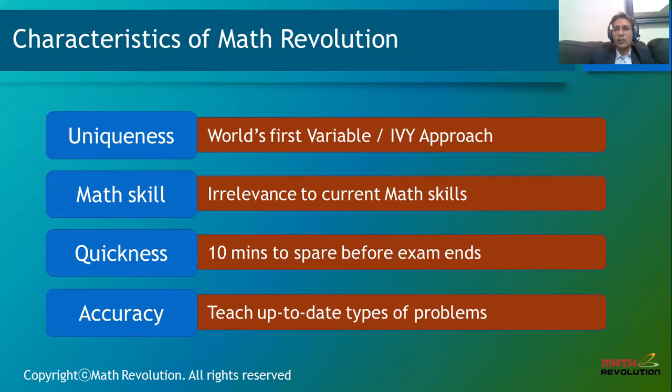These are the major key areas, you could say the major pillars on which Math Revolution stands. Uniqueness, because it's the world's first approach, be it the variable or the IV approach. It's irrelevant whether a person is from a math background or a non-math background. These approaches are easy to understand, easy to apply, easy to learn. Quickness: if you master it along with the traps and some exceptions, you would definitely do well in your exam, and you will still have at least 10 minutes left, having completed all the questions before that. And accuracy, again, is what matters a lot in exams like GMAT.